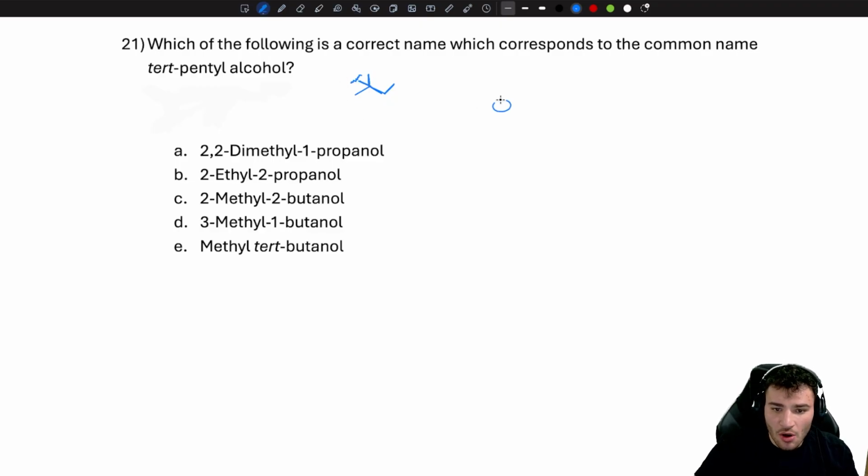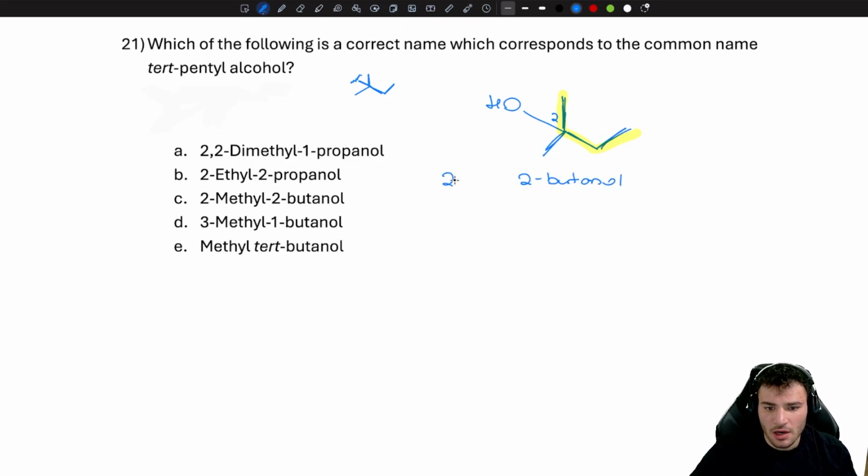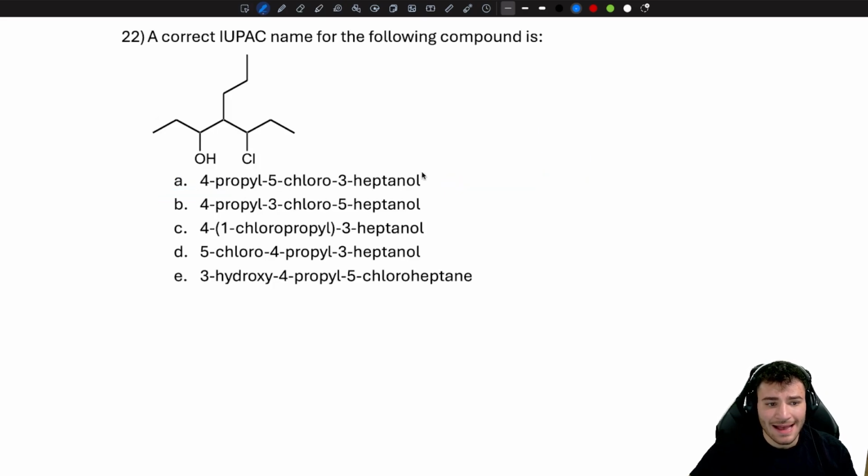And so realize that all that is really, I should draw it like this. It's like that, right? And if we were to now try to find the parent chain, maybe something like this. That's 4 carbons. We have the hydroxyl on the 2, meaning that we have 2-butanol. And then we also have 2-methyl on the 2. So 2-methyl, 2-butanol.